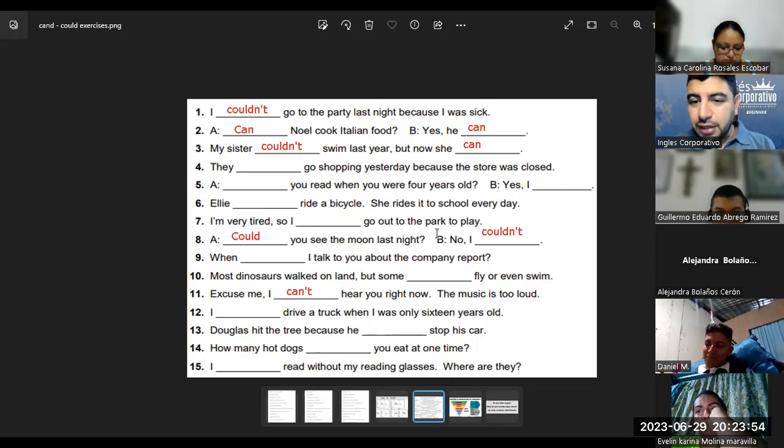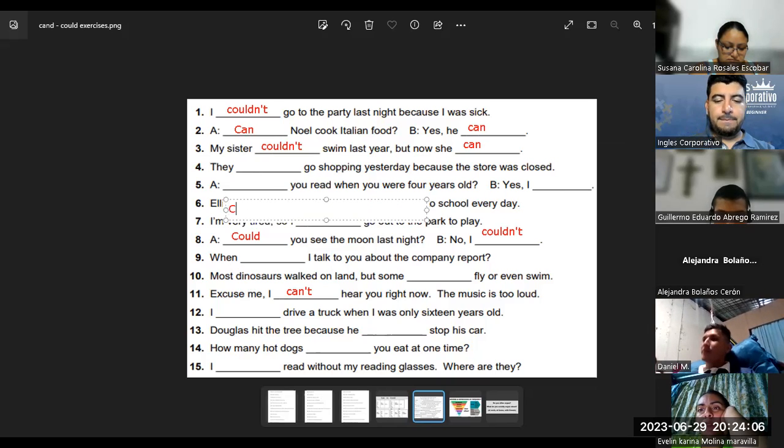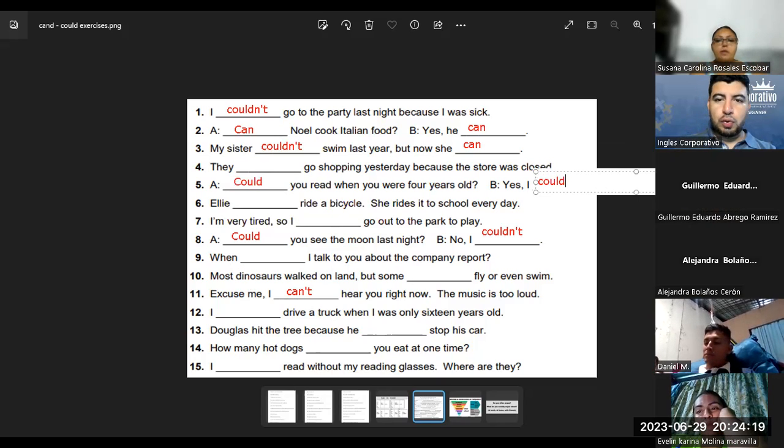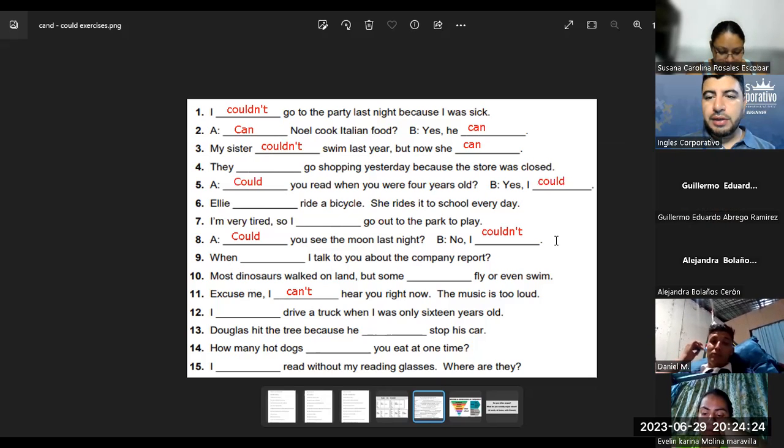That's nice. Okay, we go with Maritza and then Evelyn. Number five. Could you read when you were 4 years old? Yes, I could. Yes, I could. ¿Podías leer cuando tenías 4 años? No sé quién puede, ¿verdad? Yes, I could. Sí, yo podía, dice. Very nice. Okay, we go with Evelyn and then David.